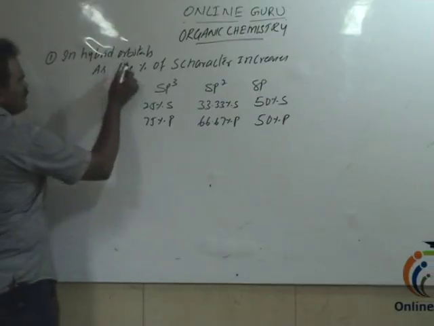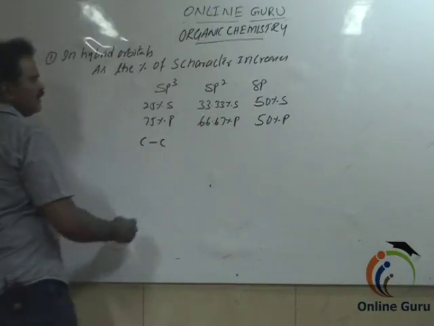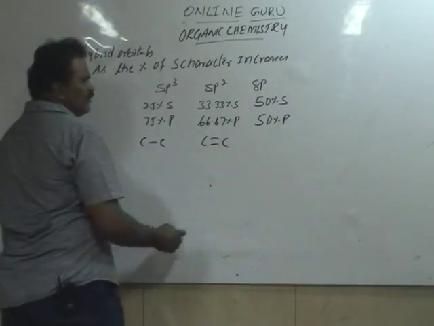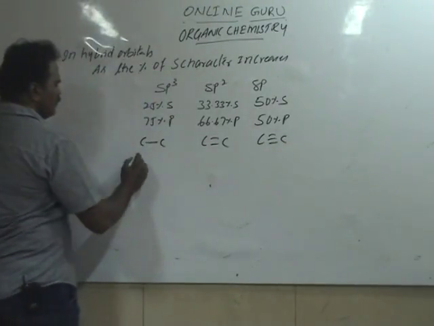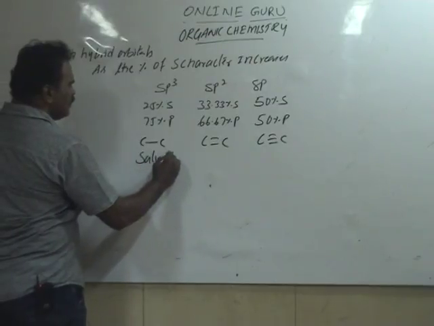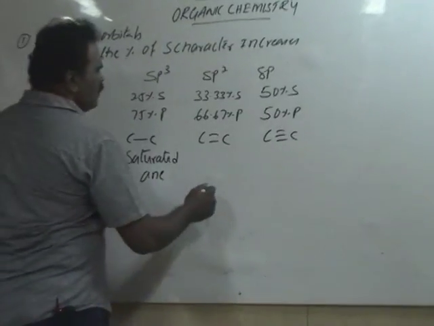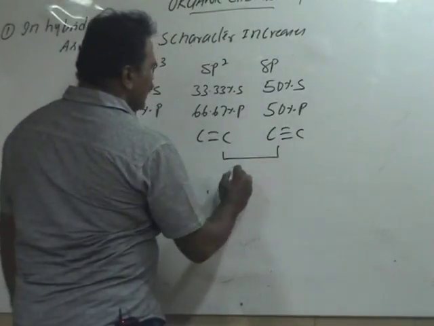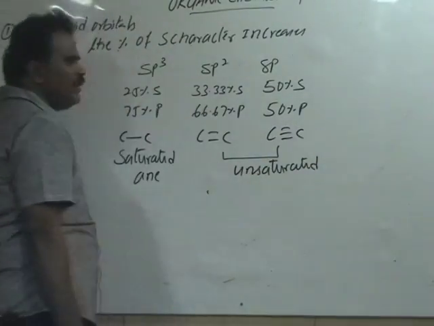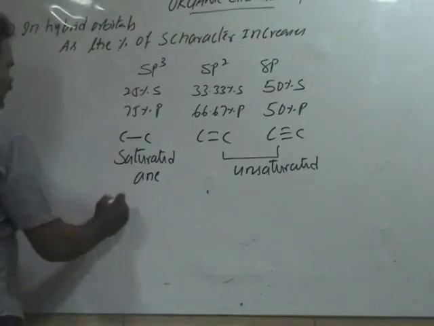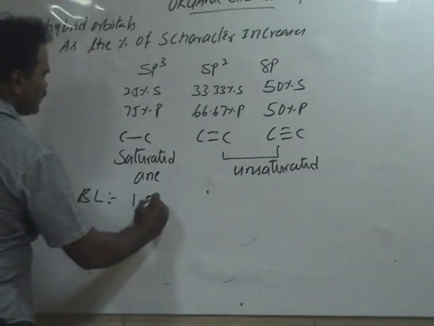So in hybrid orbitals, as the percentage of s character increases: sp3 means a carbon-carbon single bond, sp2 means a carbon-carbon double bond, and sp means a carbon-carbon triple bond. Carbon-carbon single bond is a saturated carbon, alkane. C double bond C and C triple bond C are unsaturated carbon atoms, either with a double bond or a triple bond. Carbon-carbon single bond length 1.